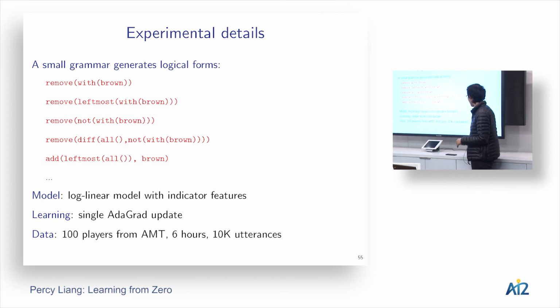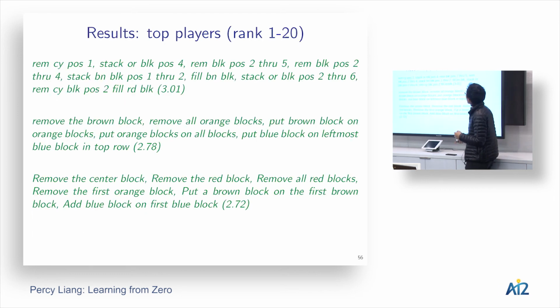The whole thing took only about 6 hours, and we got 10,000 utterances as a result. One of the most fascinating things about this project is that we basically told people you can use any language you want, you can type whatever you want. Your goal is just to win the game or do well in the game. So it was interesting to see what people do. These are the players that did the best, meaning that they had to scroll the least amount of time.